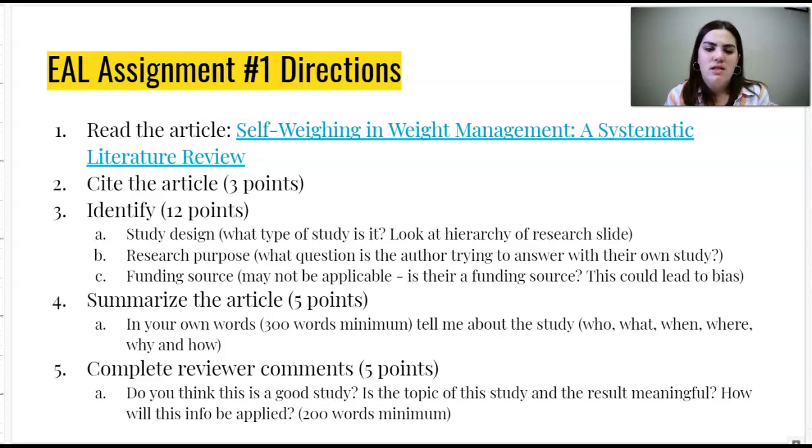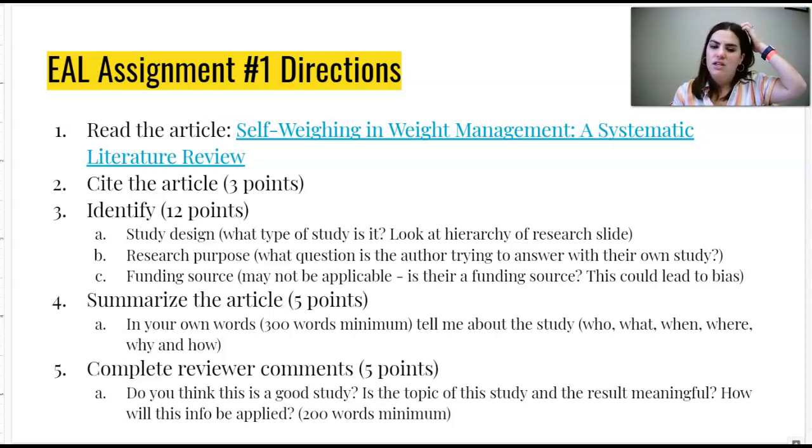Next, you're going to summarize the article for 5 points. So you're going to read the entire article. After you've identified the information above, you're going to tell me about the study in a minimum of 300 words. So you're going to say who, what, when, where, why, and how. Who did the study? Who was in the study? What was the study about? When did the study take place? How long did it take place? Where did it happen? And why did they do it? And how was the study conducted? What did the researchers do? And how did they come to those conclusions?